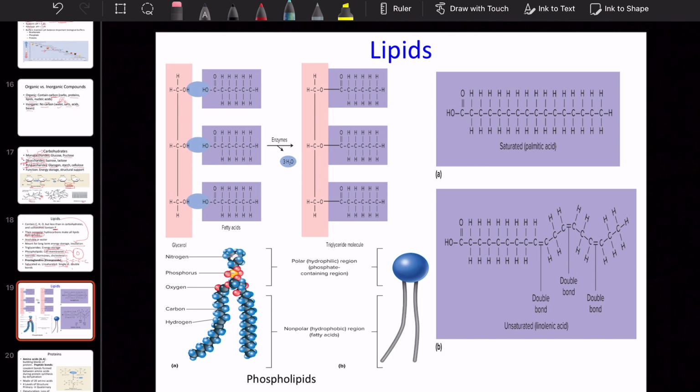So we're going to see lipids examples. Phospholipids are very important for the cell membrane. When you look at the cell nucleus, there is a cell membrane. The cell membrane has a phospholipid. They have a hydrophilic region and a hydrophobic region. This is a hydrophobic tail. This is a hydrophilic region. It's a polar region.